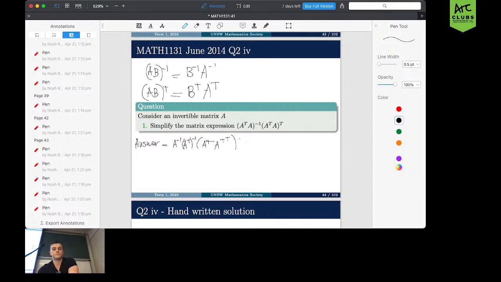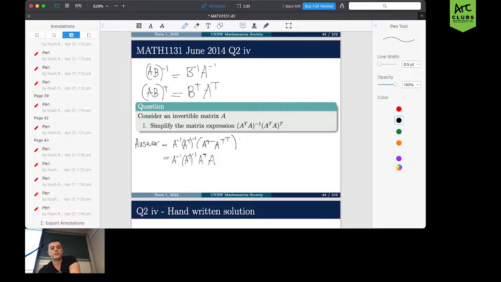Okay. Nice. Now this becomes A inverse times A transpose inverse, like that. Now we times it by A transpose, which is that. And then this one here, what's A transpose transpose? Anybody have an answer for that? It's just A, right? Because you transpose it and then you undo it straight away. So you just get back to where you started. So that's just going to be A.